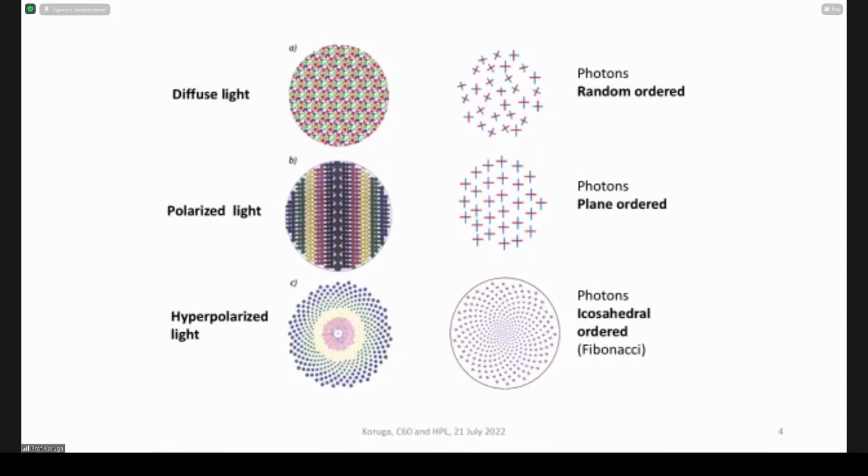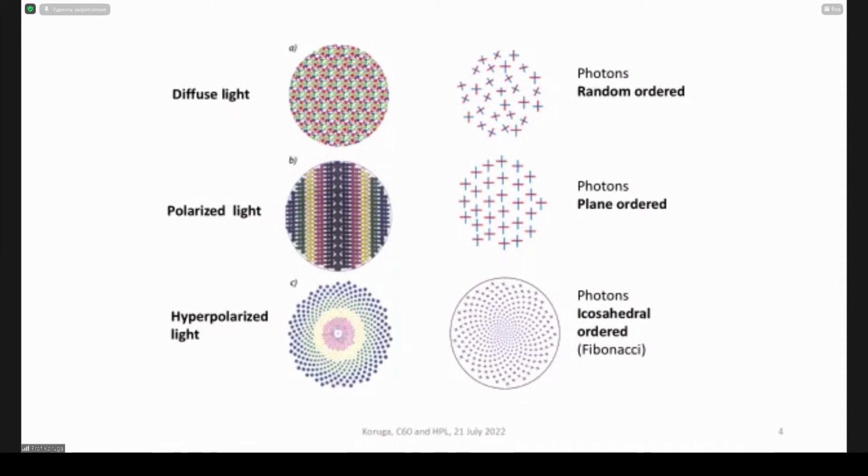As you can see, the first, diffuse light, is some kind of chaotic organization of the photons. In polarized light, it's very well ordered, but it's planar, actually. And in the third case, you have a very well-ordered organization, but in a specific way.